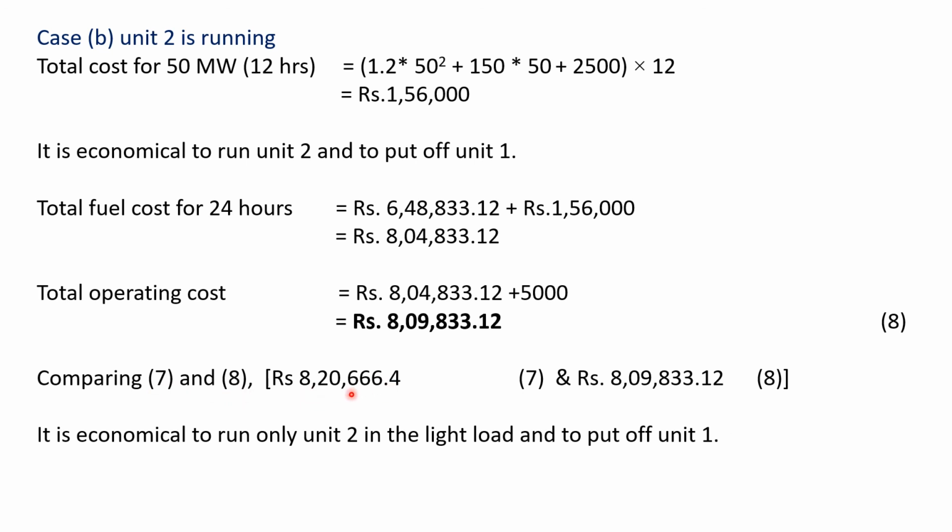Now I am comparing the total operating cost for equation 7 and 8. The cost for equation 7 is 8,09,833.12 and for equation 8 it is 8,20,666.4. The inference is that 8,09,833.12 is very less when compared to 8,20,666.4. So it is economical to run only unit 2 in the light load and to put off unit 1. That is the inference we have to note down.